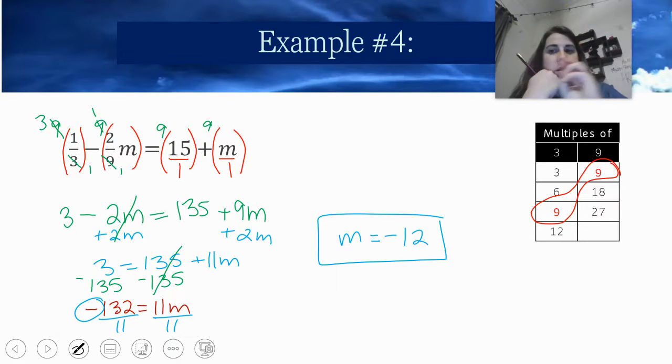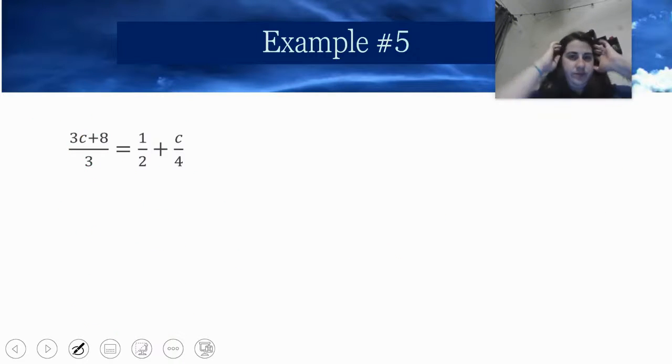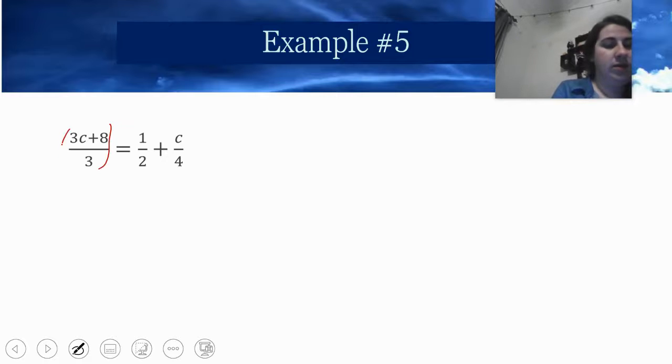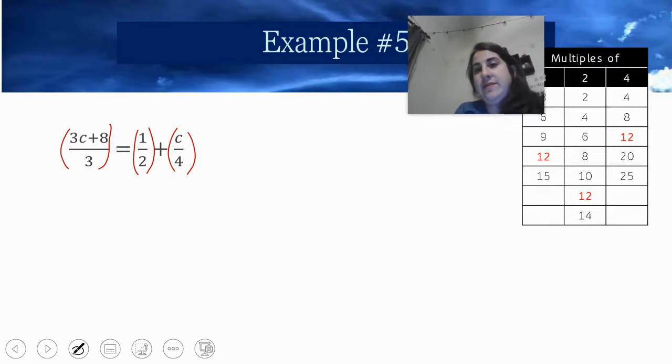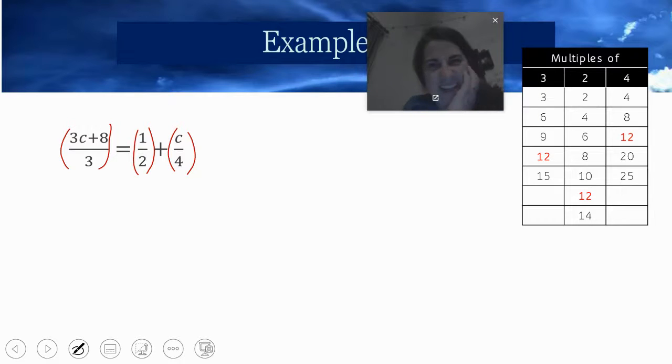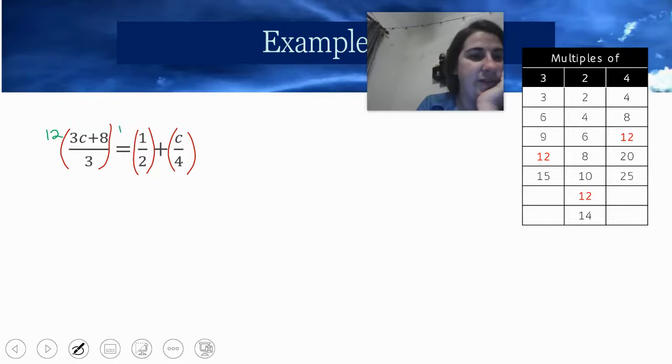Okay, couple more examples. This one looks a little bit different, right? Because this fraction has multiple terms on top. So how many terms are there in this equation? 3. Okay, what's my common denominator between 3, 12, and 4? That's right, it's 12. I think I said 2 instead of 12. All right, let's multiply all of these by 12.